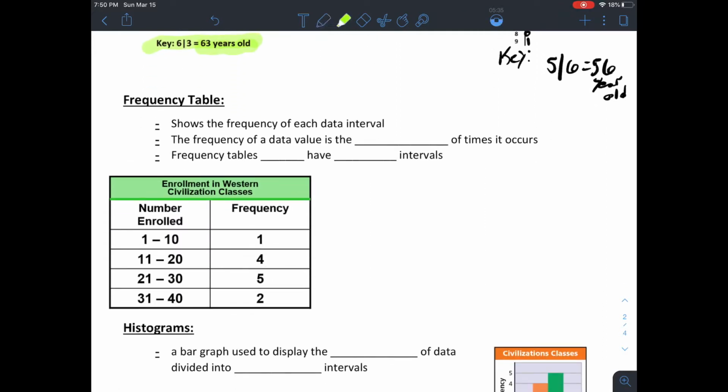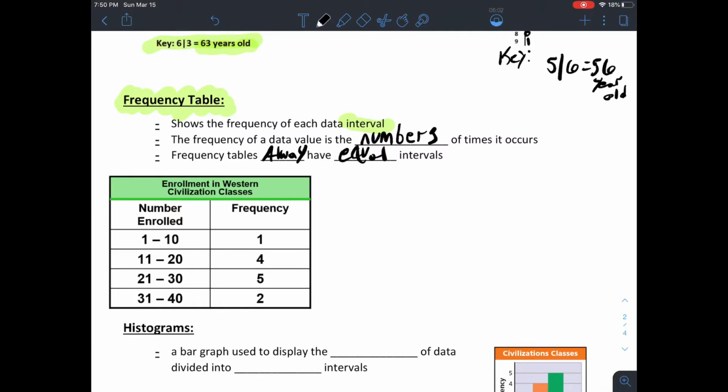Moving forward into frequency tables. So frequency tables show the frequency of data broken into intervals. The frequency of a data value is the number of times that it occurs. Frequency tables always have equal intervals.